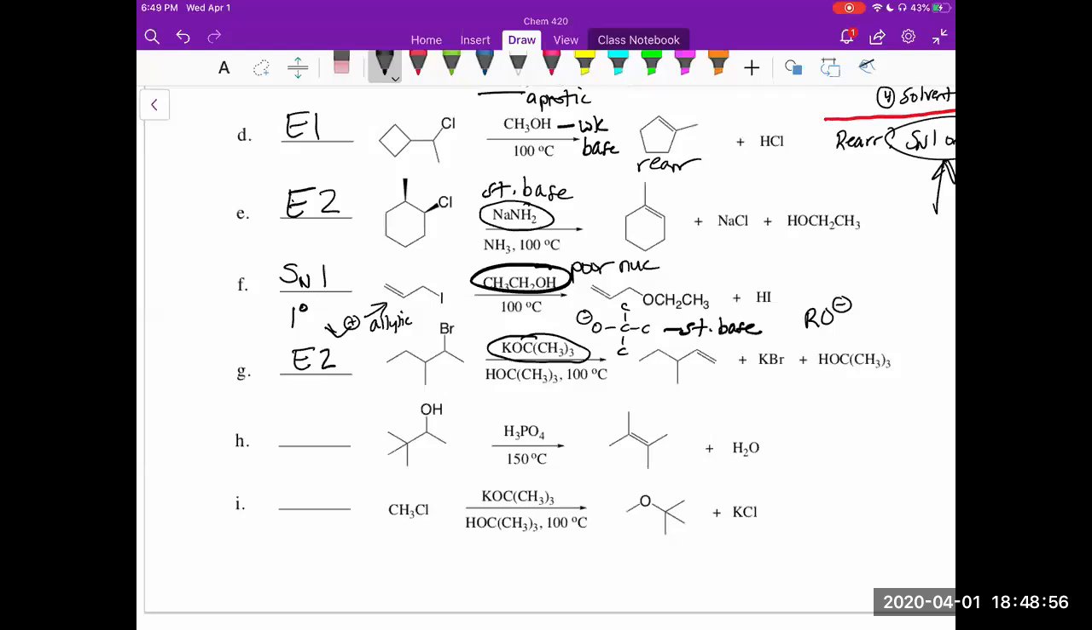On H, elimination or substitution? Elimination. So that's an E. And we haven't covered this mechanism yet, but we're going to see that it is an E1. It goes by an E1 mechanism. And we'll see this one when we come back on Monday.